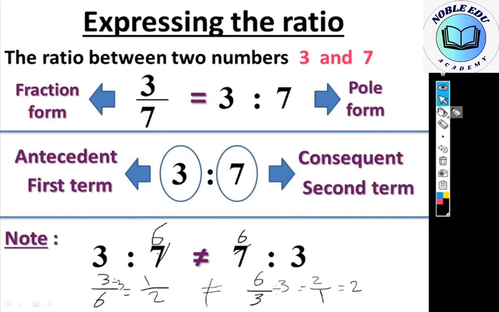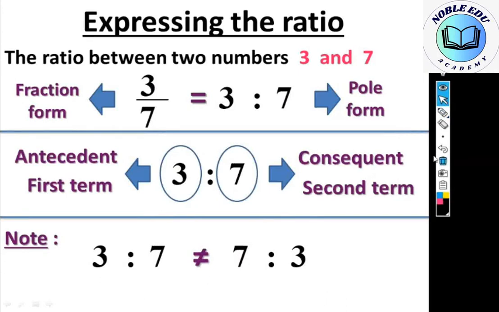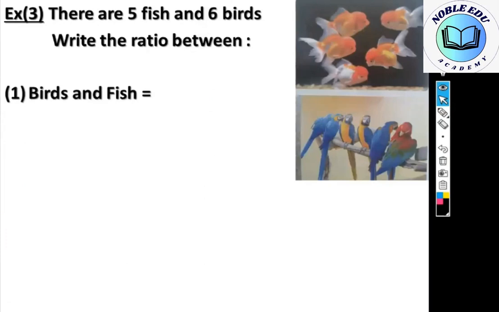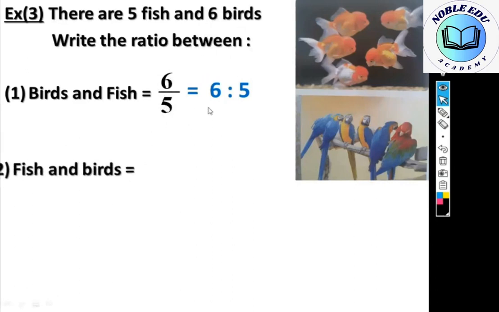There are 5 fish and 6 birds. Write the ratio between birds and fish. Which first? Birds or fish? Yes, I have birds here, so write the number of birds up and the fish down. You write what? 6 over 5, or you can write 6 to 5. 6 and 5, you can't simplify, so the answer will be 6 to 5.